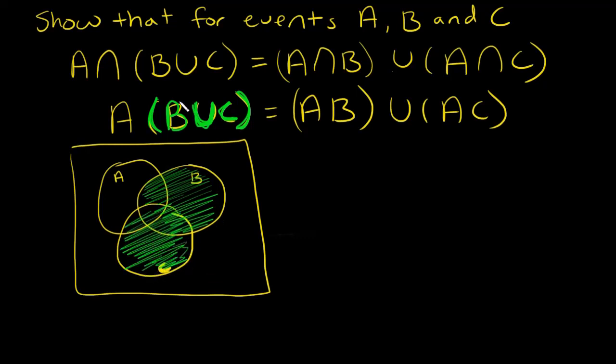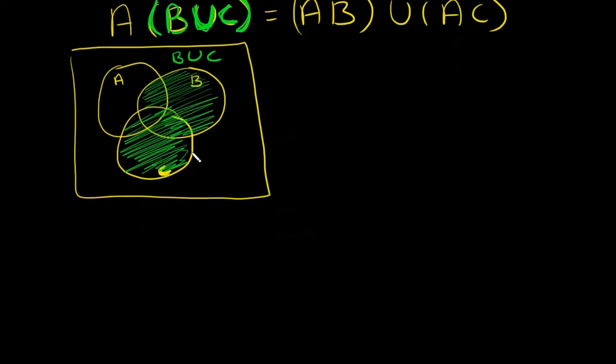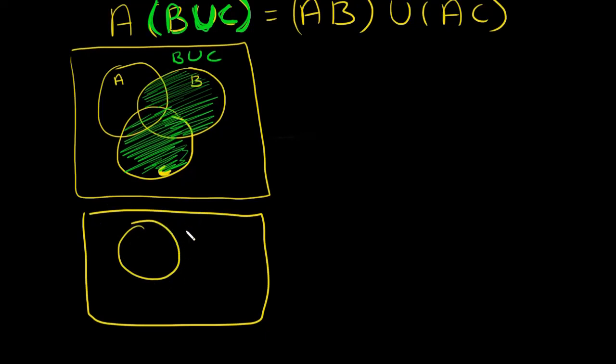All right, so this is where B union C is. Now if you're trying to show something using Venn diagrams, a lot of times it's helpful to draw this out using multiple steps, just like when you're solving a math problem, you might have multiple lines. Same thing goes when you have Venn diagrams and you're trying to show something.